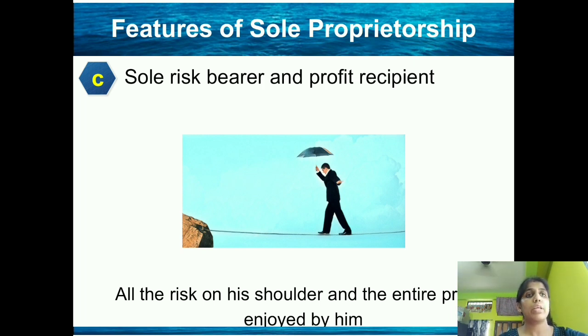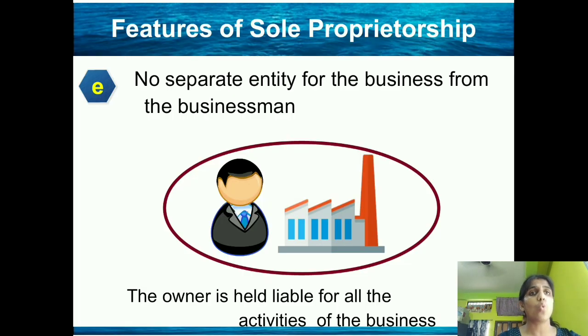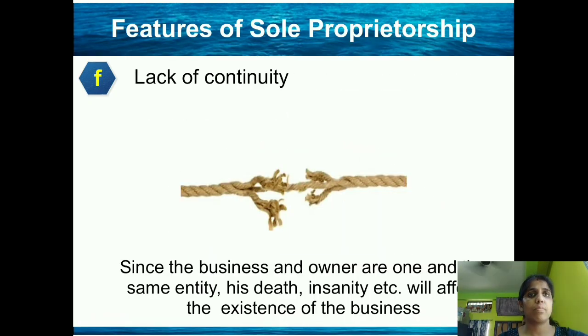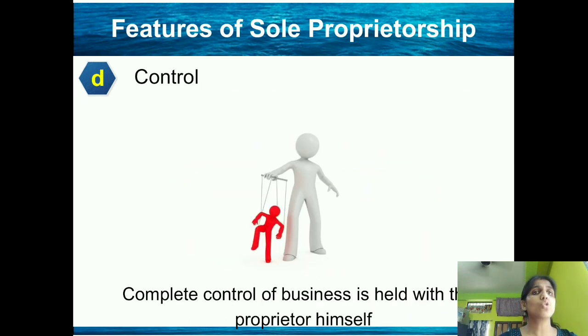Moving to the fourth one, we have control. Control. So complete control of the business is held with the proprietor himself. The proprietor has the control of the whole thing. He has a right to control the whole business. No person is going to interfere in the business. So you have the sole right to control the whole business.